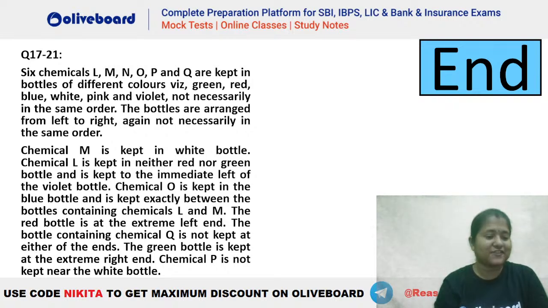Okay, so Akash has given the arrangement here. Chalo, let's try it out. Let's see how this particular question is to be done. So, 6 chemicals are to be kept in different colors. The colors are given here. The bottles are arranged left to right, not necessarily in the same order.